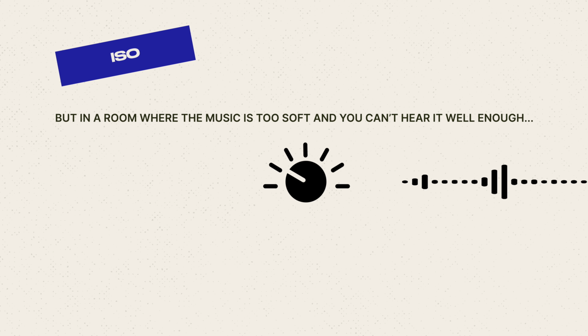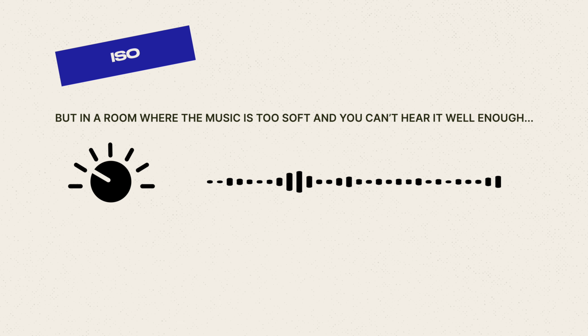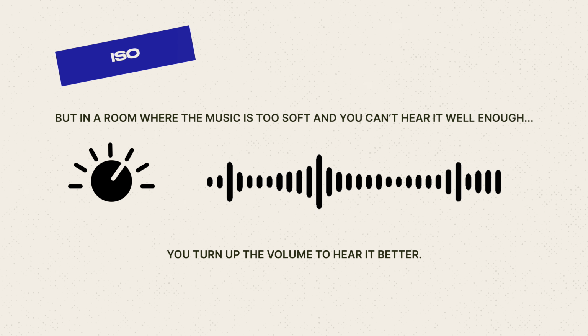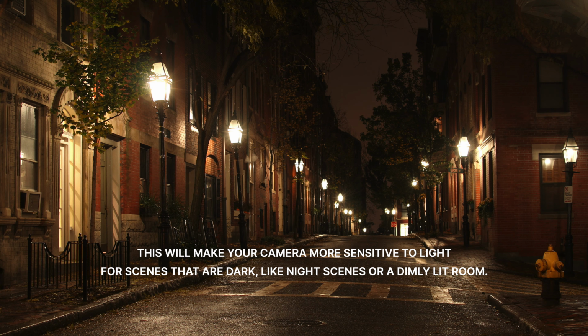But in a room where the music is too soft and you can't hear it well enough, you turn up the volume to hear it better. It's similar to using a high ISO. This will make your camera more sensitive to light for scenes that are dark, like night scenes or a dimly lit room. But here's the catch.